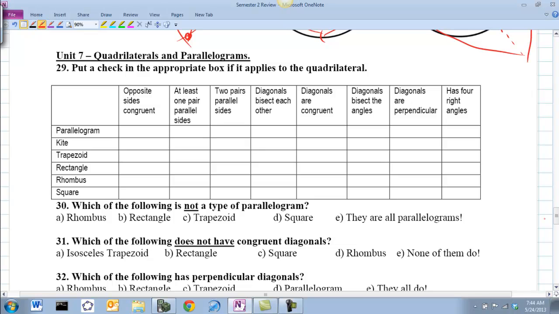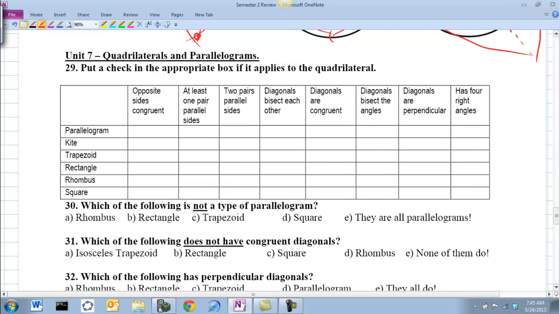Alright, in Unit 7 we did quadrilaterals and parallelograms. Number 29 says put a check mark in the appropriate box if it applies to the quadrilateral. So I'm just going to sketch off to the side what a parallelogram looks like. And for here I'm just talking about the generic, any kind of parallelogram. The kite has to have two congruent adjacent sides and two other congruent adjacent sides. That was a key ingredient of a kite.